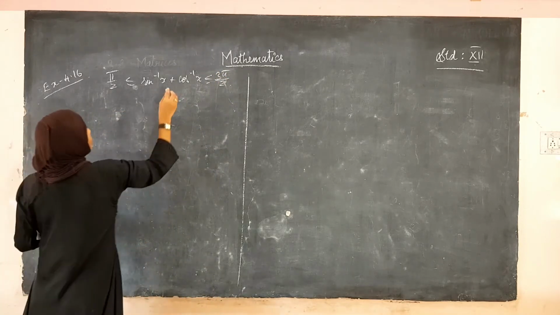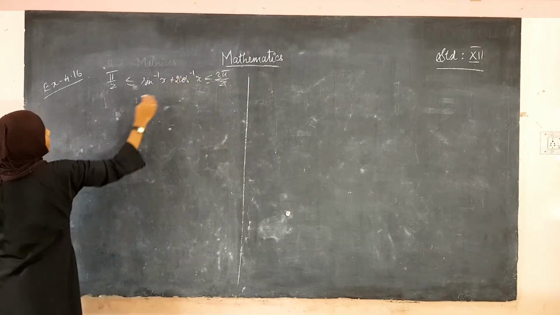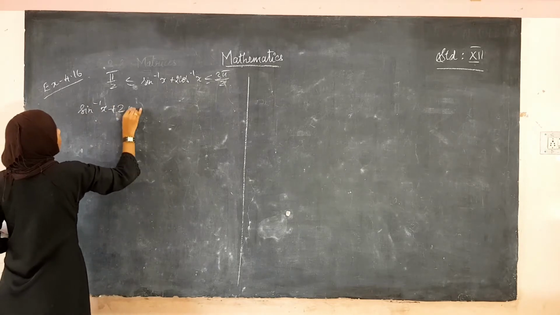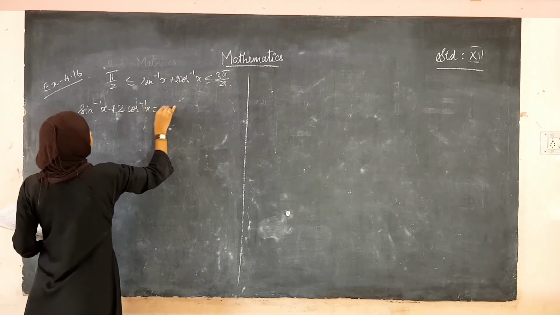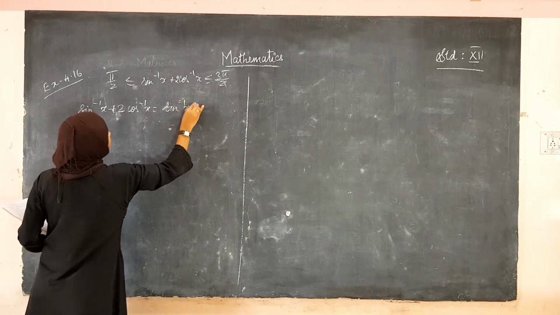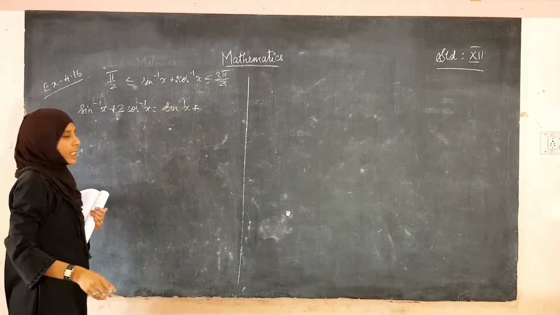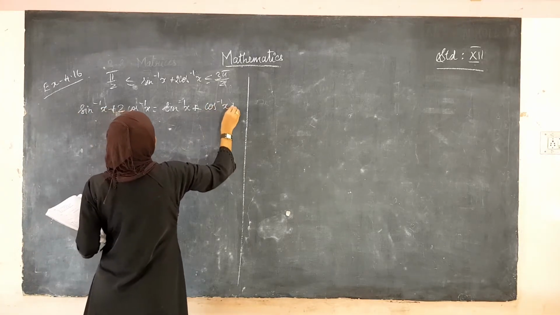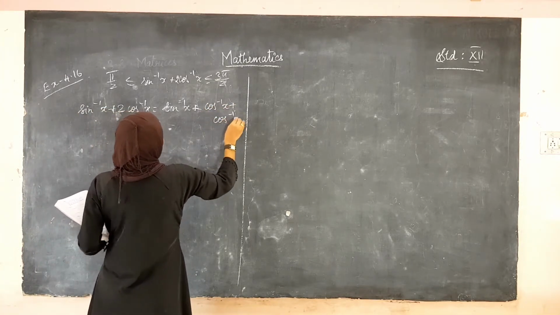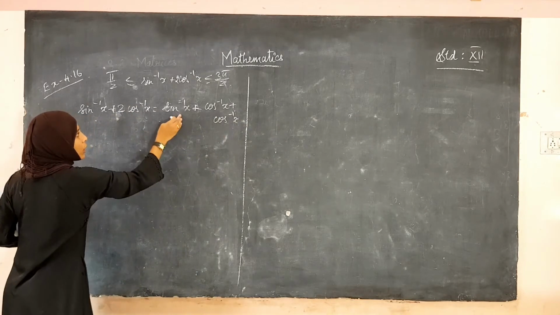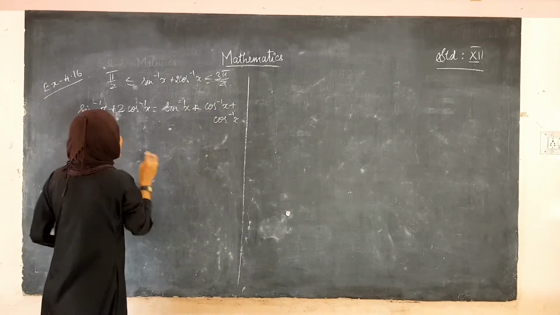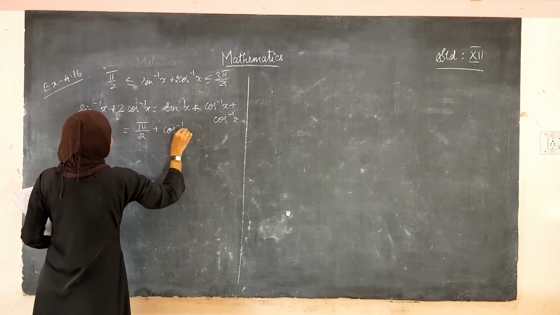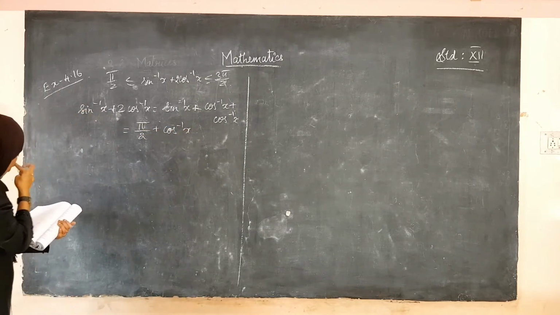See here, let us take this alone: sin inverse of x plus 2 into cos inverse of x. This can be written as sin inverse of x plus cos inverse of x plus cos inverse of x. We already know from the property that sin inverse of x plus cos inverse of x is pi by 2. Therefore, pi by 2 plus cos inverse of x.